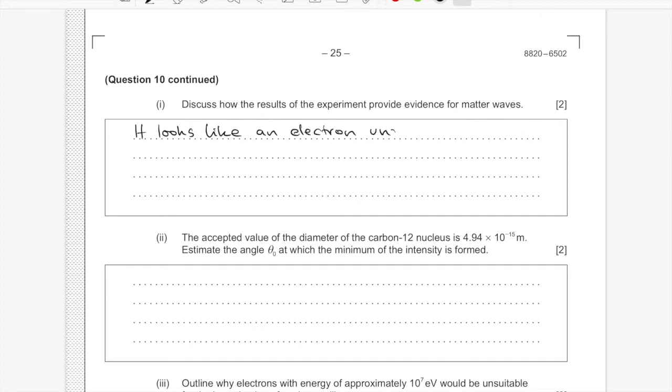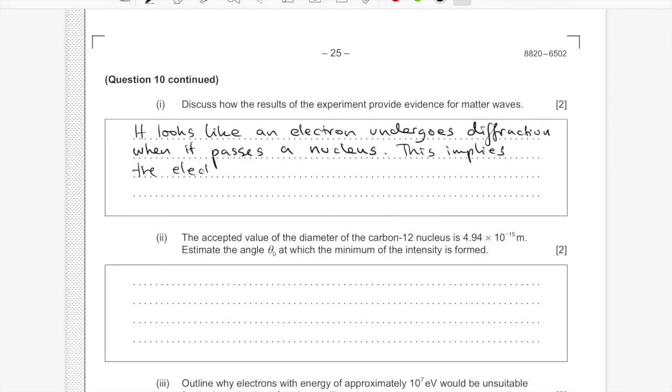It looks like an electron undergoes diffraction, or diffracts around a carbon nucleus. It looks like an electron undergoes diffraction when it passes a carbon nucleus. So this implies electrons have wave-like properties, because only waves diffract.